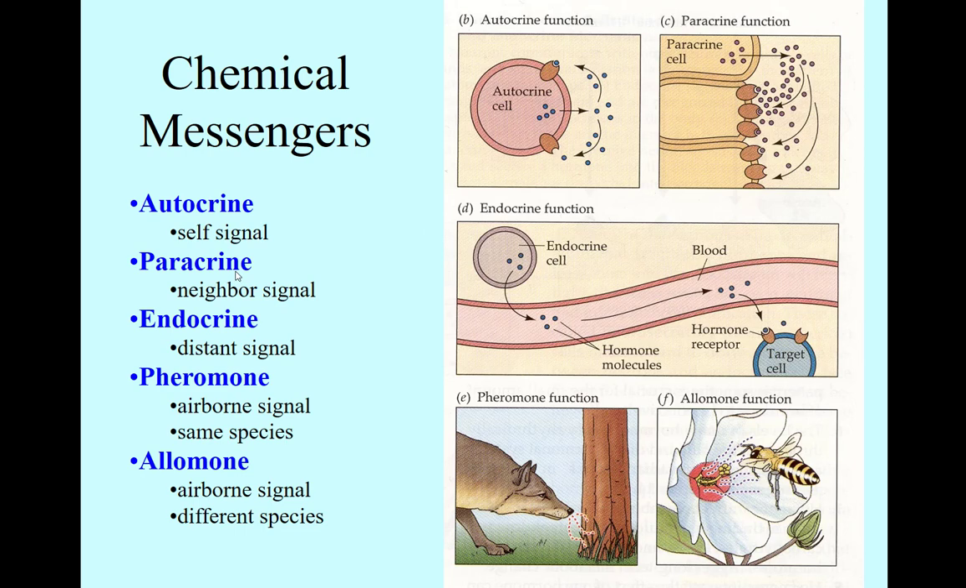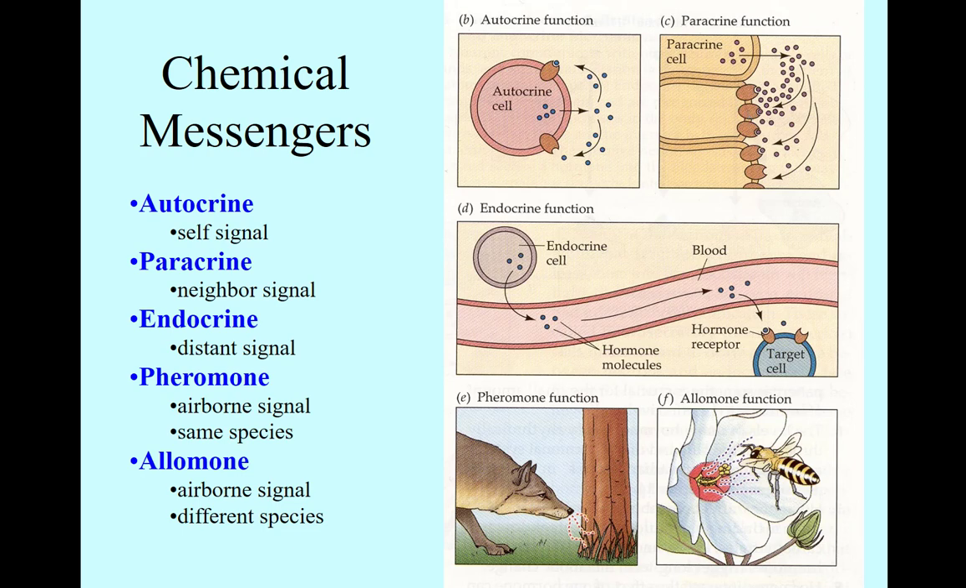The second is called paracrine. The chemical messenger is released from a neighboring cell and it binds to a neighboring cell. This could also be the example of how a neurotransmitter works in a synapse. It's leaving from one axon terminal and then it binds to the receptors on the dendrites of another cell. That would be considered paracrine chemical messengers.